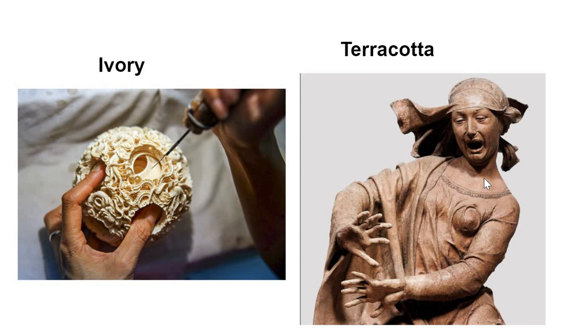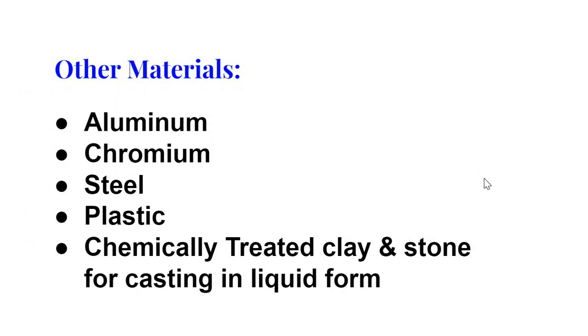Ivory, from the elephant. We also have terracotta. And the other materials are aluminum, chromium, steel, plastic, and chemically treated clay and stone for casting in liquid form. Just like this chemically treated something. When you put your hand in that liquid form, it will be hardened in a few minutes. And as you can see, if you put a solution there, your hand will be formed. That is what is meant by chemically treated clay and stone.